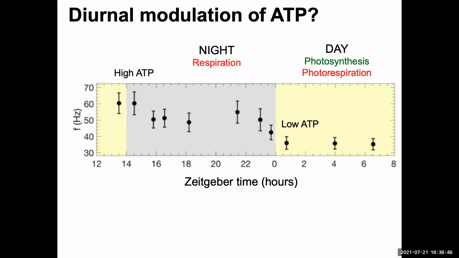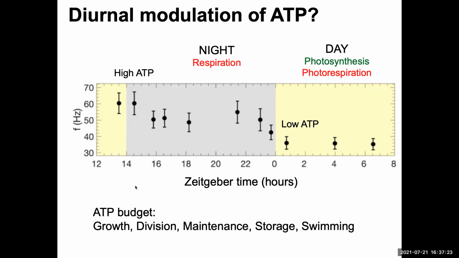Chlamydomonas grows during the day and stores carbon and energy in carbon compounds, which are then burned during the night by respiration. So it could be that what we're seeing here is a decrease of the ATP as the nighttime progresses. I should say that the ATP here is the ATP that is available to the flagella.